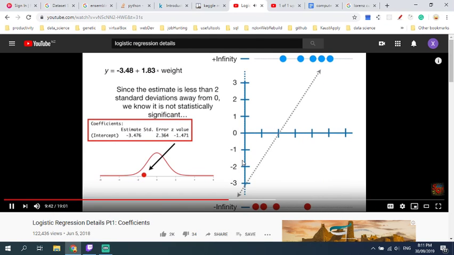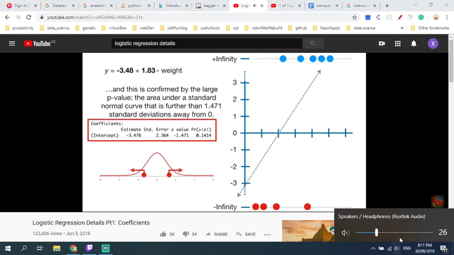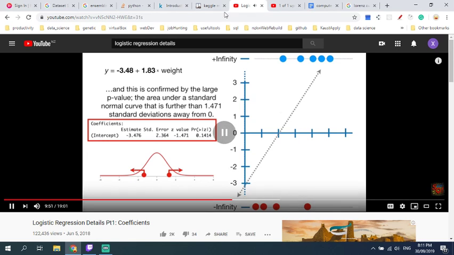is not statistically significant. And this is confirmed by the large p-value, the area under the standard normal curve that is further than 1.47.